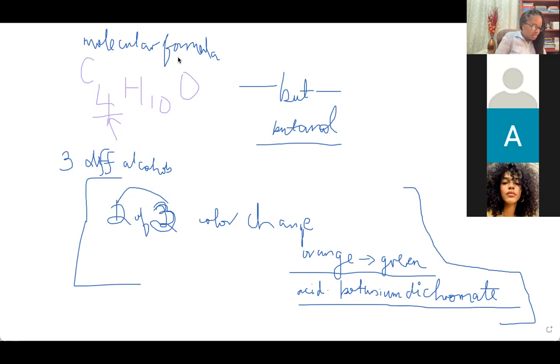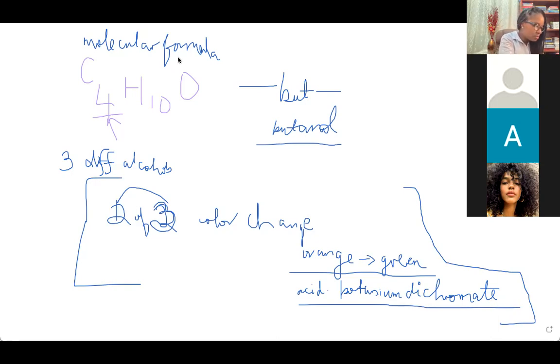Because you generally have a reduction of that dichromate ion, and that's what results in that color change we see from orange to green, right? So you'll have alcohols that can cause that effect and alcohols that can't, and that's based on the structure of the alcohol. Is that clear so far? Let me know if you're following that.